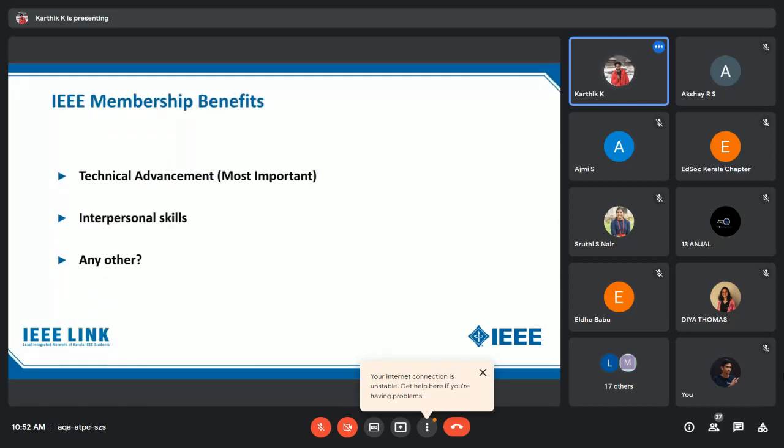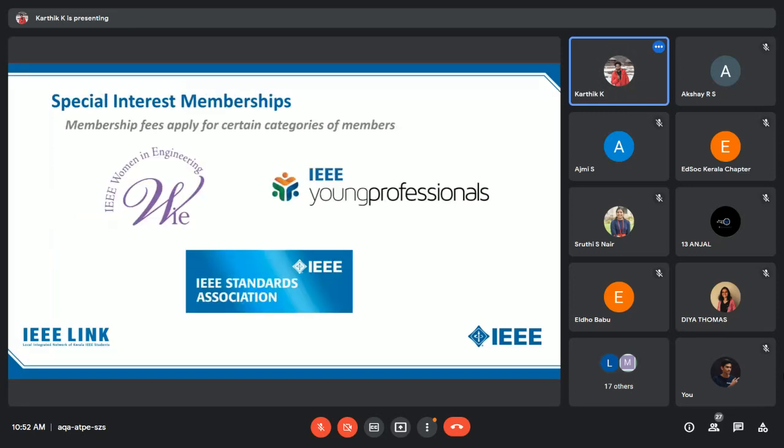And the next benefits: technical advancements, interpersonal skills, and any other. We already saw these two things. Is there any other aspect? Special interest groups. It is the next thing that you have to see. So we have the IEEE Women in Engineering Special Interest Group.